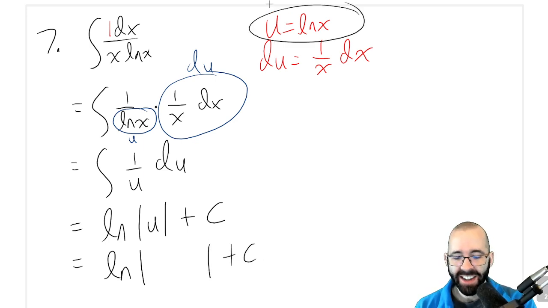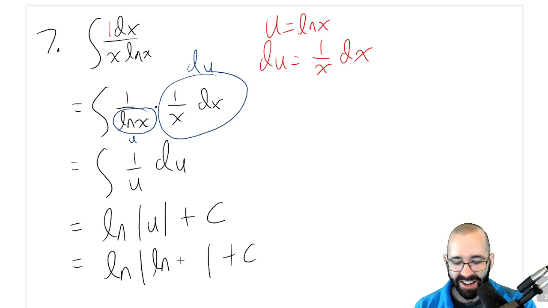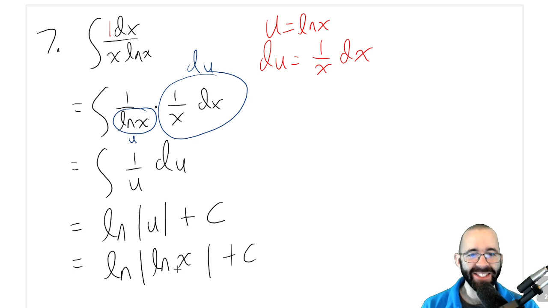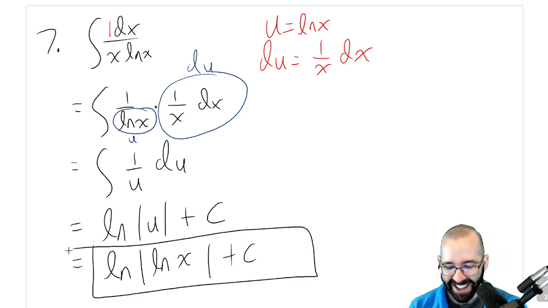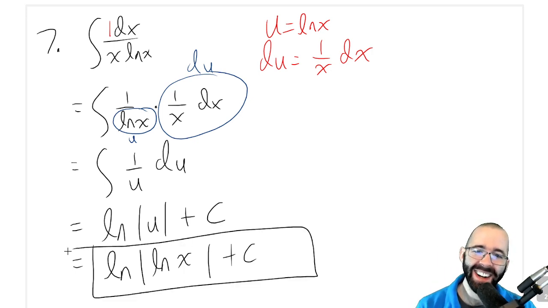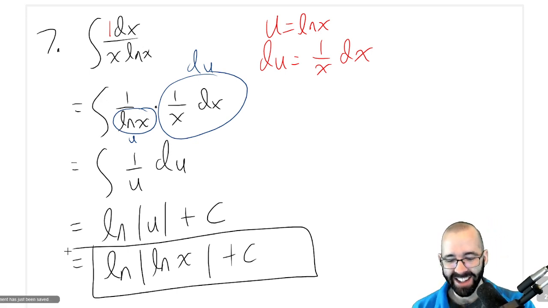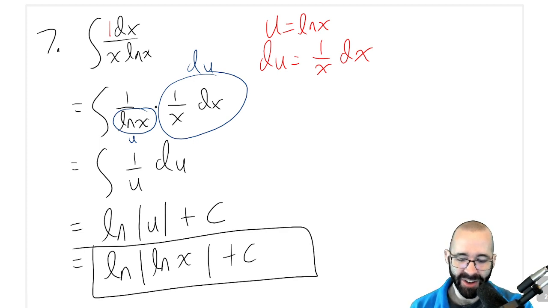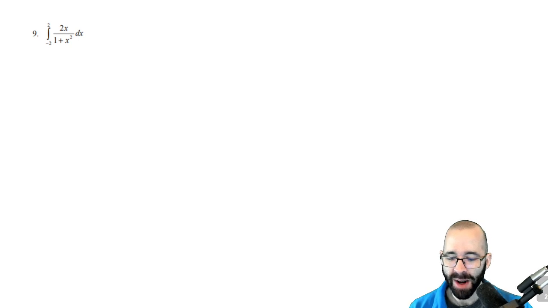Well, u is the natural log of x. So we have the natural log of the absolute value of the natural log of x plus c. Isn't that fun? Wow. What a cool, quirky problem. And you can actually get some really funny problems that I'm probably not going to throw at you, but there are some fun problems out there, let me tell you.